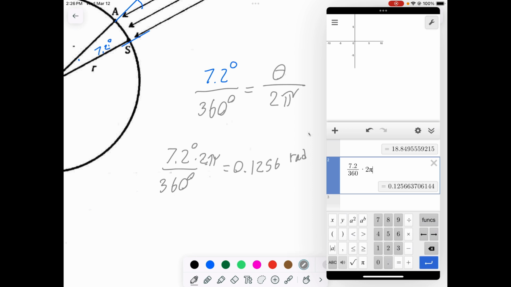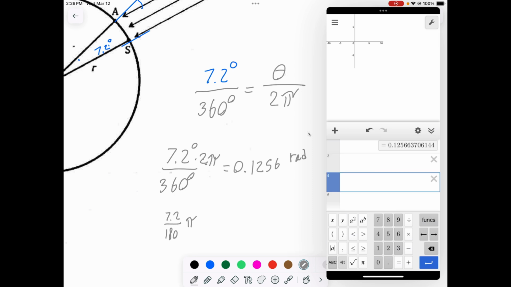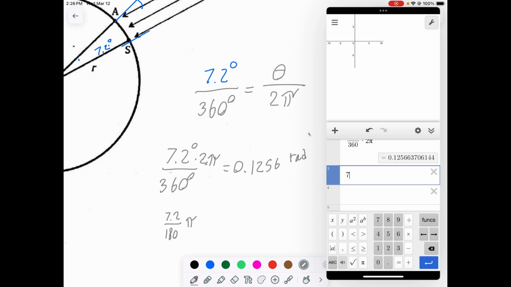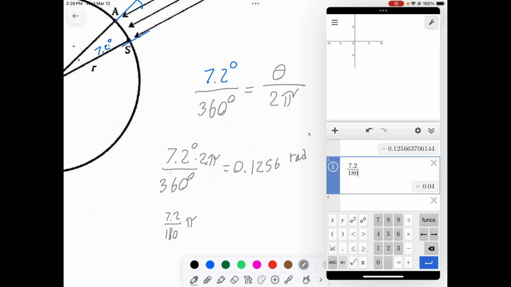Now, just in case you're curious, 7.2 over 360 times 2 pi, you can actually simplify that out and cancel it. We would do 7.2 divided by 180 times pi. 7.2 divided by 180, I'm not sure exactly what that is, but let's see what we get. 7.2 divided by 180 is 0.04. So this is going to be 0.04 times pi to be a more exact answer.